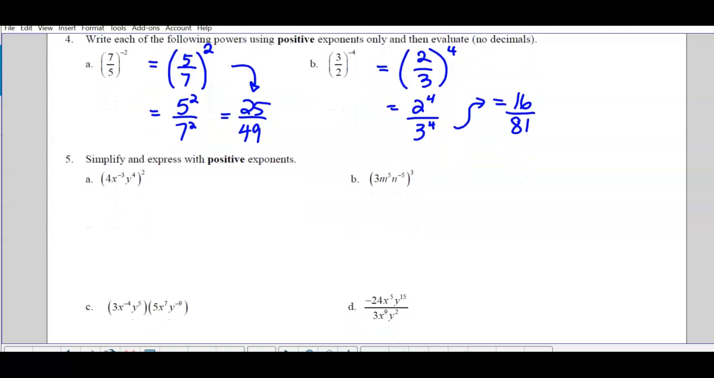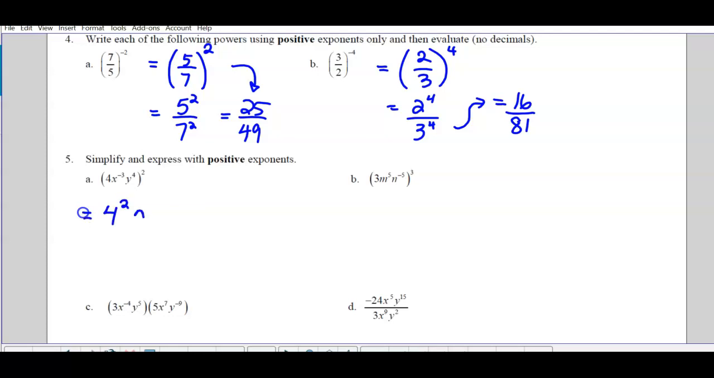Okay. So, question 5. Simplify and express with positive exponents. So now we're putting it all together. We might have numbers and variables inside the brackets. And we might have negatives that we have to make positive. So, remember back from the other day, or I guess this was yesterday, we were doing stuff like this with the number and variables. So you're squaring everything.